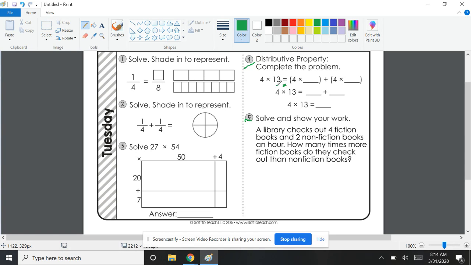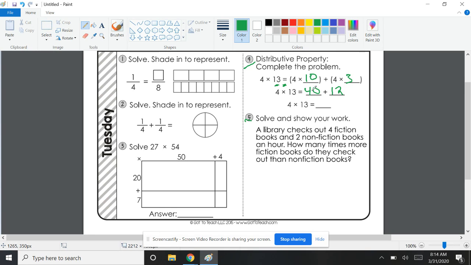So now we've got to break apart this 13. We know how to break apart 13s if we're thinking of place value. We're thinking of tens and ones. So in 13 we have 1 ten and we have 3 ones. Now we've got the first part of our question. Now we're going to solve whatever's in these parentheses and bring it down here. So 4 times 10 is 40, and 4 times 3 is 12.